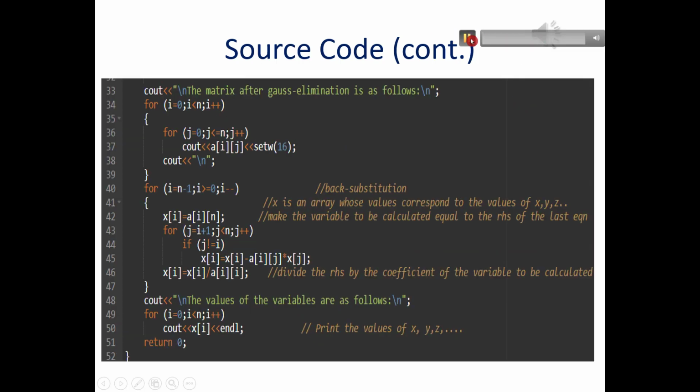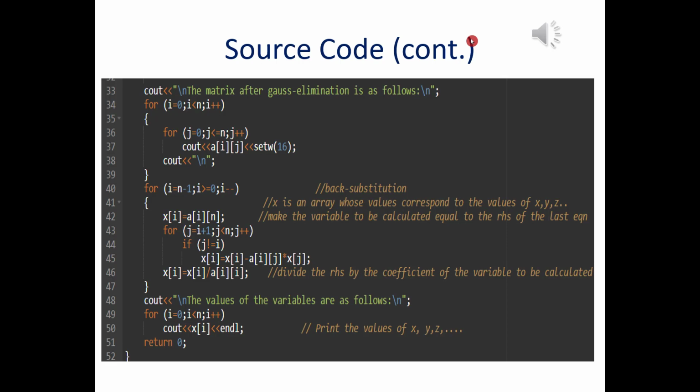The next part of the program is printing the matrix after Gauss elimination. It is same as printing a 2D array. The next part of the program, that is from line 40 to 47, is back substitution. For i equal to n minus 1, i greater than or equal to 0, i minus minus. Since it's back substitution, we will start from i equal to n minus 1 down to 0.